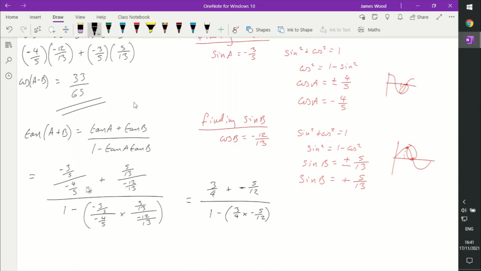So I've worked out some of the values of just these fractions. So this one is 3/4, this one is minus 5/12, this is still 1, then this is obviously 3/4 times minus 5/12. I'm just going to work out this final step. I'm just going to type this whole thing into my calculator, I think. And when I do that, I get a final answer of 16 over 63.